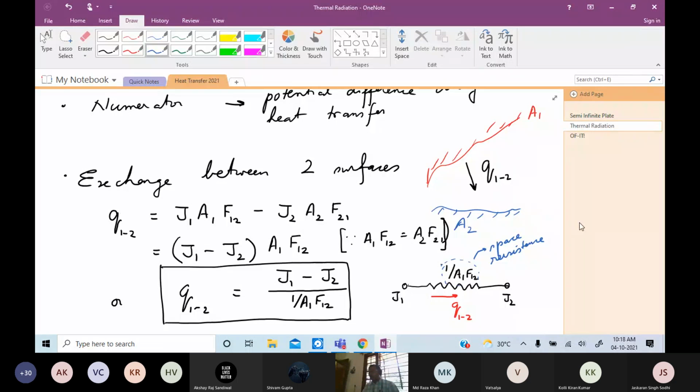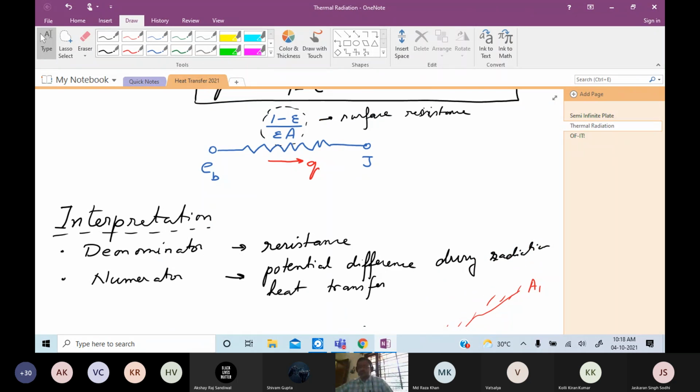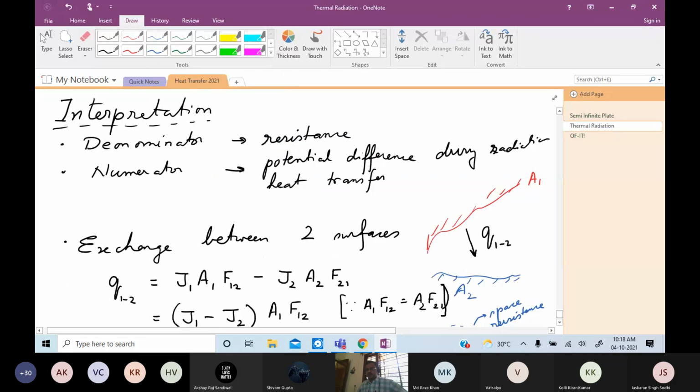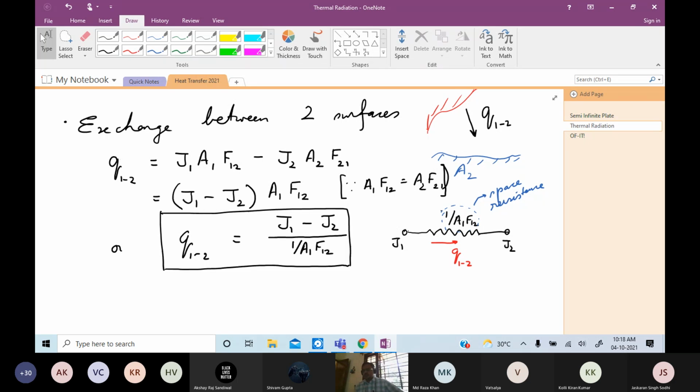So therefore, we have two expressions under radiation network. One is because the surface is not a black surface, there's a surface resistance as a result of which what comes out of the surface is not the black body emissive power, but something else. We call that surface resistance. And then what comes out of the surface to go to surface 2, there is an additional resistance which we call the space resistance.